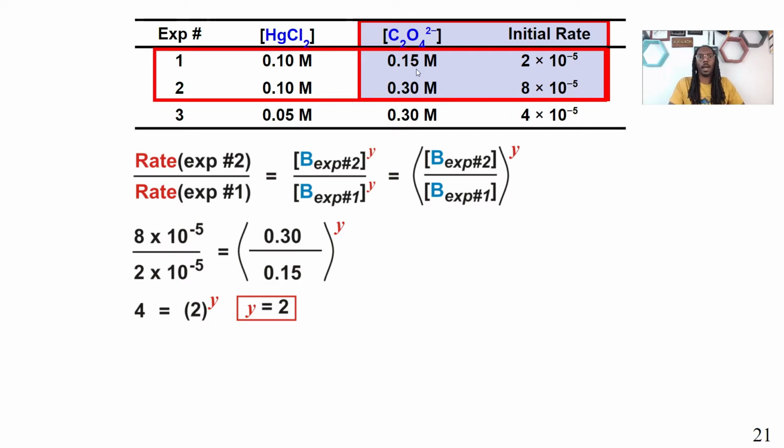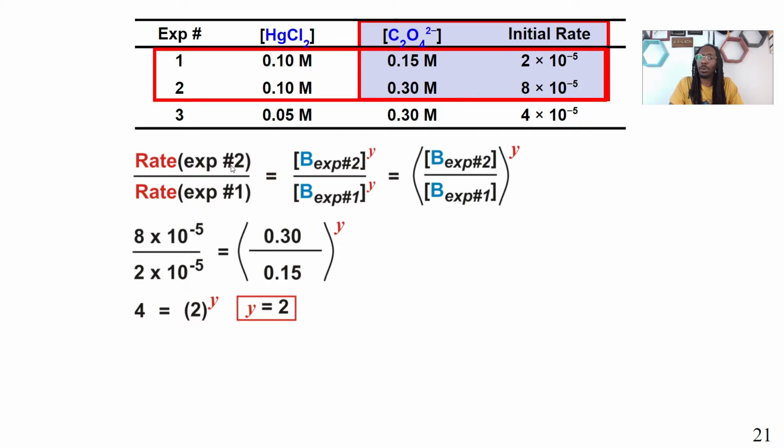So I picked my 2 experiments, and now I'm just going to plug my data into this handy-dandy formula here. This is set up so that the rate of experiment 2 over the rate of experiment 1 equals the concentration of experiment 2 over the concentration of experiment 1, raised to the same power. It's just rewritten here, but it's the same thing. So let's look at our data and plug this into our formula.